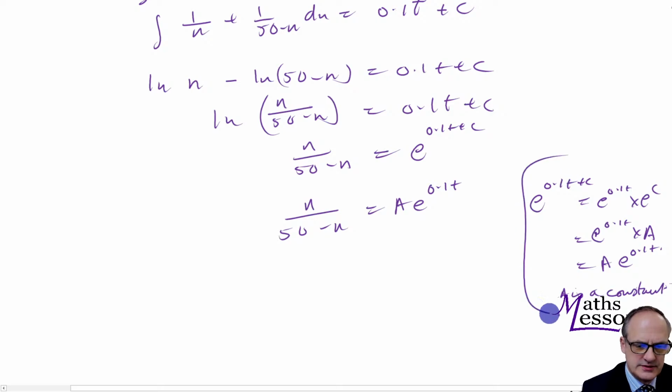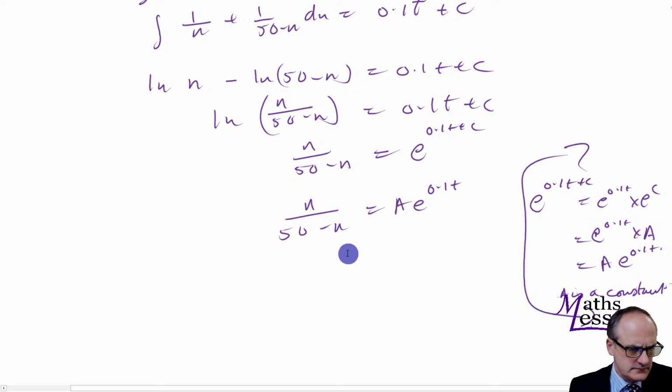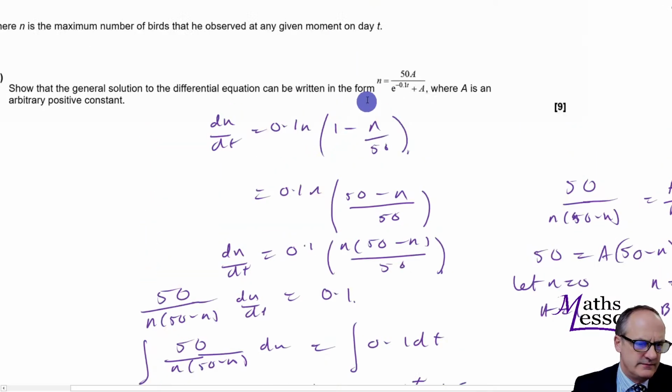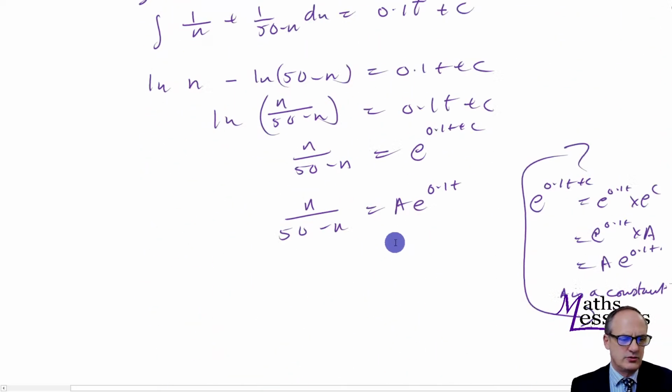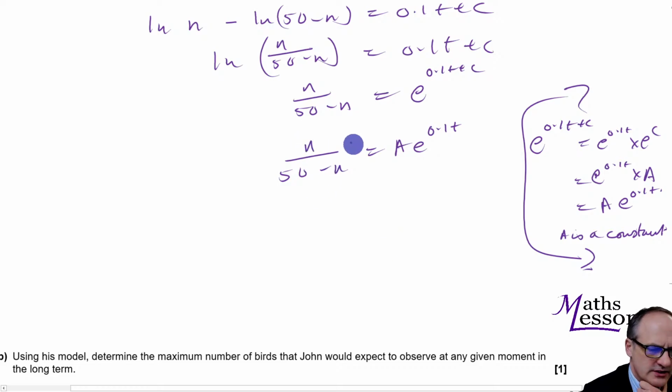Okay, that's my little bit of side working for that. Now, what I need to do next is make n the subject. This is quite a marathon, this one. Let's keep going. So we're going to make n the subject. Let's times throughout by 50 minus n. So I get a e to the 0.1t times by 50 minus n.